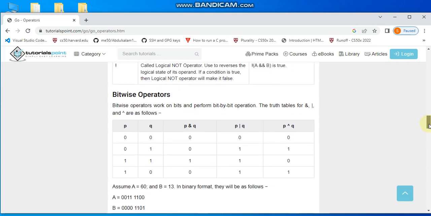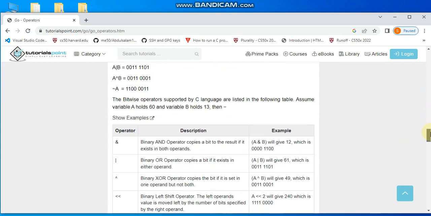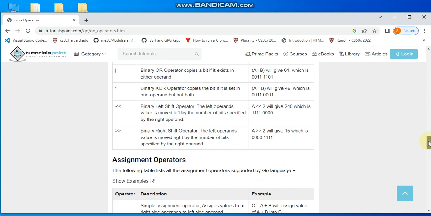Then the bitwise operators, this is it, and this straight line, and this here. Those are bitwise operators. You can look up the other ones at your leisure.